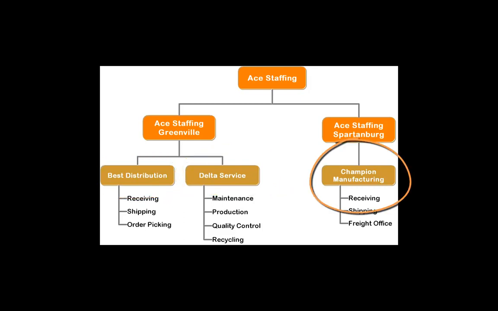Each of ACE's clients has a variety of cost centers or departments. For example, Best Distribution has three: receiving, shipping, and order picking. In reality, ACE would have many more offices and clients. TempChecker can easily accommodate a much larger staffing organization.